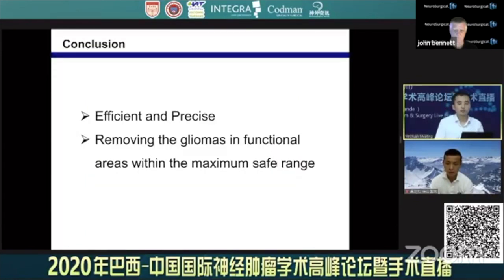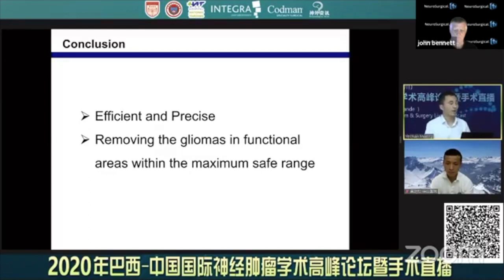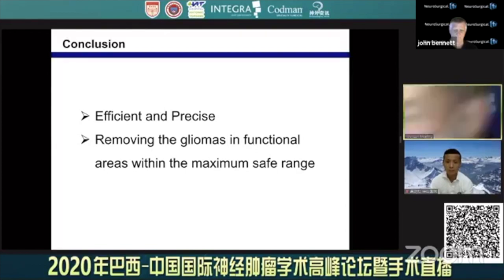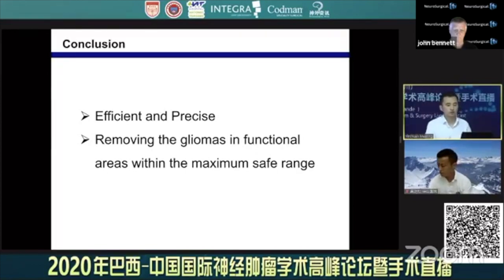The multimodality technique can combine the different imagings, and it can help doctors to achieve the efficient and precise goals. The technique application can get us to remove the glioma in functional areas on the basis of function preservation. So to some extent, it can also prolong the patient's survival period.